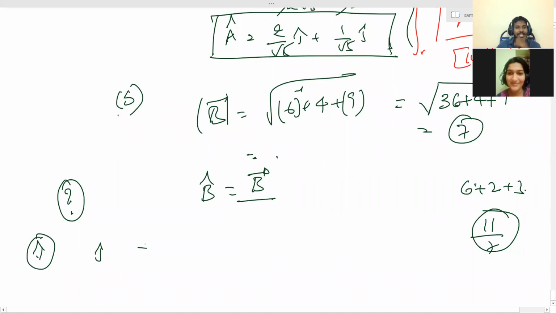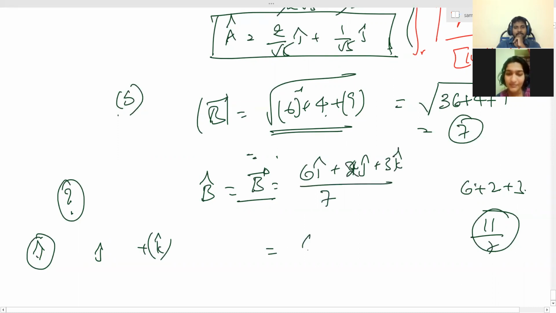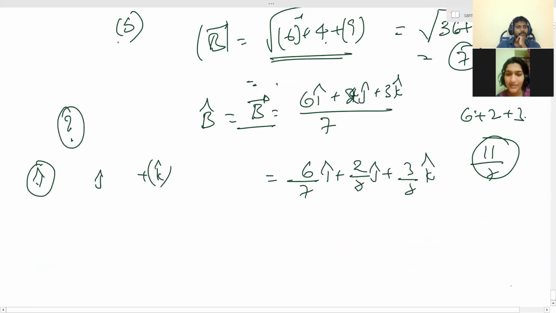You have to be clear. I, J, K, can you add these? No, sir. That is why we got different components, right? Different vectors. The magnitude of the resultant of them is root over x component square plus y, right? Yes, sir. So you cannot add them. This vector is 6i cap plus 2j cap plus 3k cap divided by 7. Then the answer will be 6 by 7 i cap plus 2 by 7 j cap plus 3 by 7 k cap. Yes, sir.